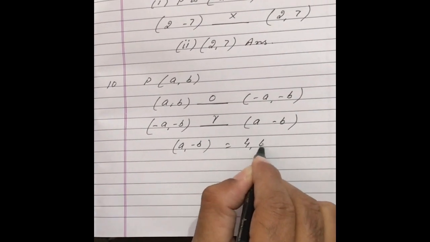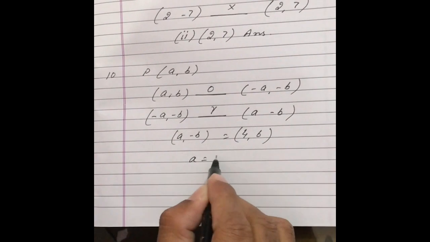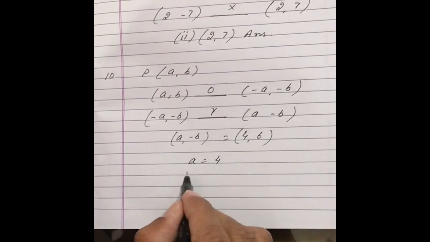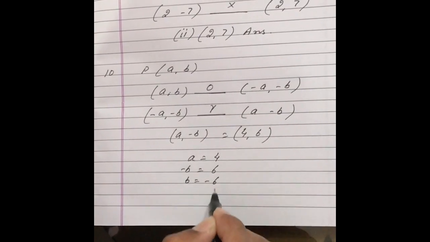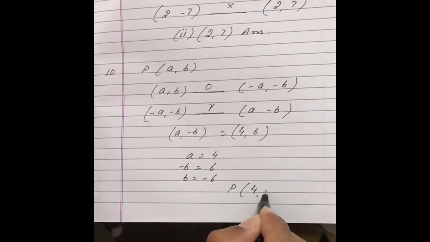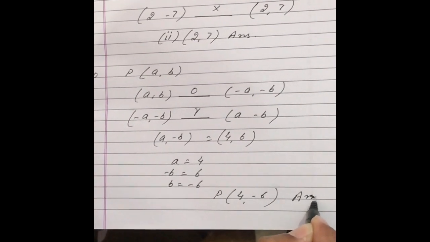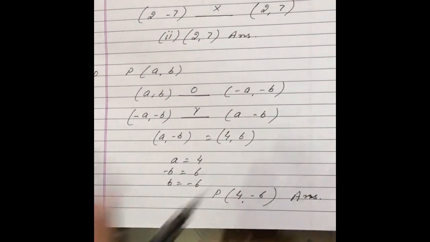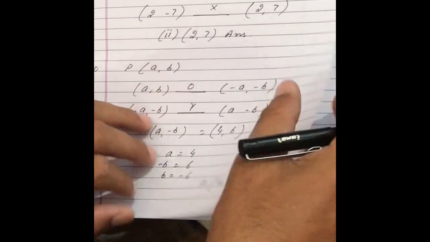Now A, -B is given as 4, 6. It means A is 4, and -B is 6, or B is -6. So point P is 4 and -6. So an easier one. Whatever they do, you go on doing, and at the end you equate the coefficients.